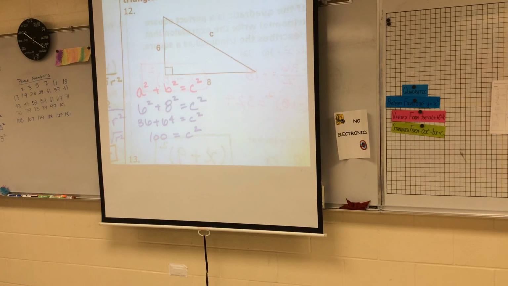And what do I need to do to get C by itself? Because I know that C squared is 100. Square root. So I'm going to take the square root of the left side, square root of the right side. And I don't need to do plus and minus because can I have a negative side length? No, you can't have a negative side length. If you run backwards, are you running a negative distance or are you just running backwards? Just running backwards. So we don't need our negative side length. So I'm just going to take the positive square root. So the square root of 100, I know that 100 is a perfect square, so C is 10.